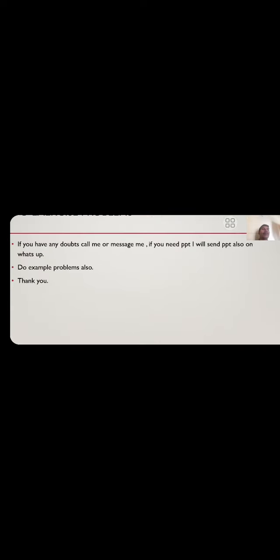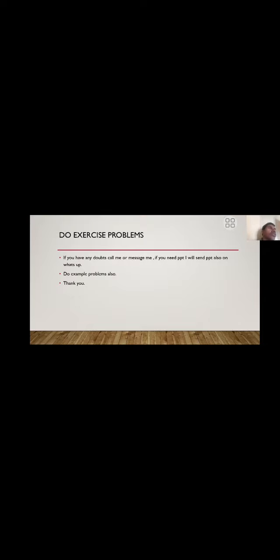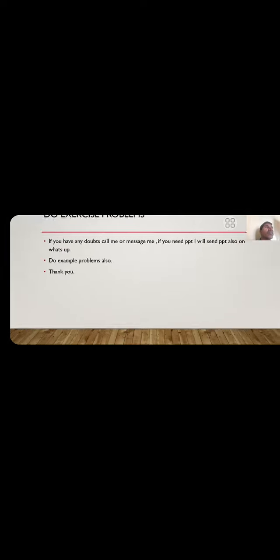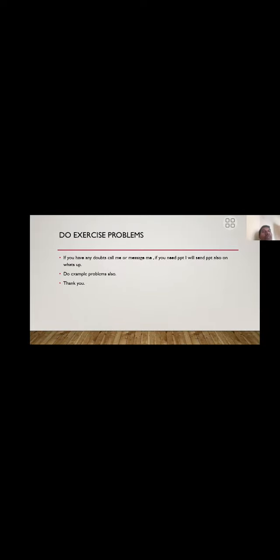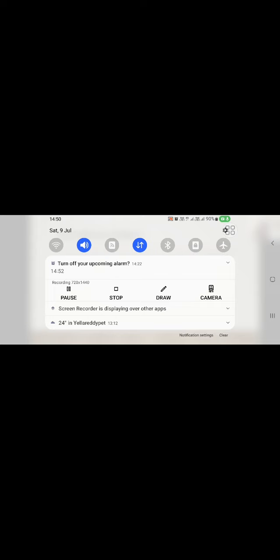And you can see the PPT also. I will send it on WhatsApp. And in the textbook we have examples also, so do example problems. In the examples, sometimes the steps are shown in direct form. If you do not understand those steps, you can ask me about those example problems also, because sometimes in the examination there may be a chance for example problems to come.